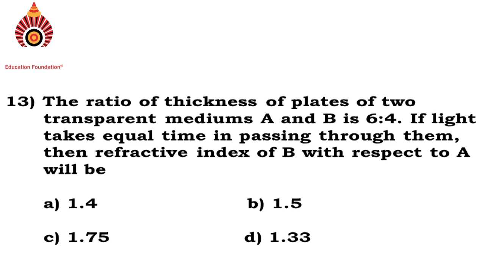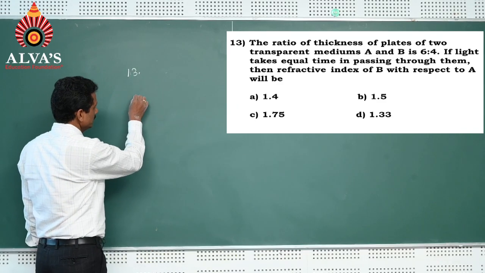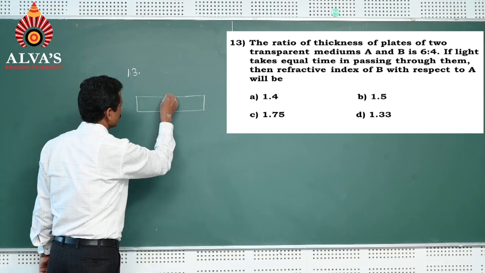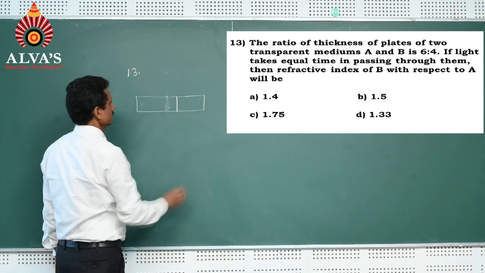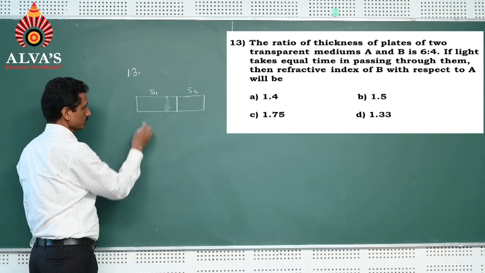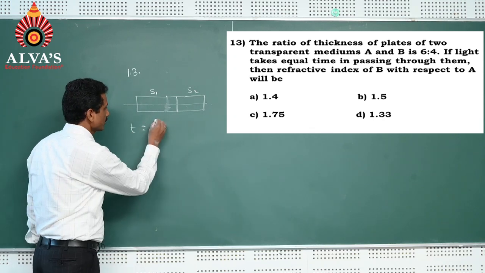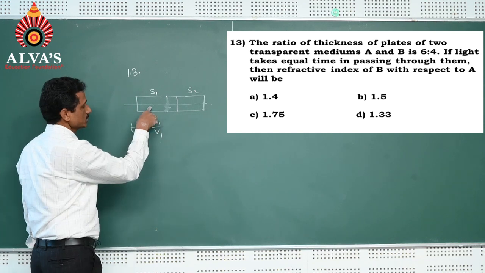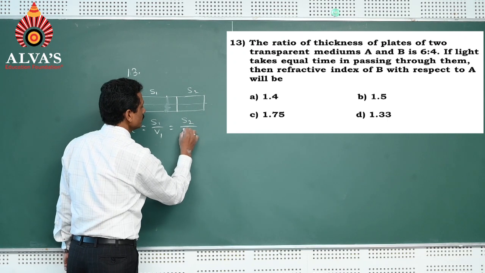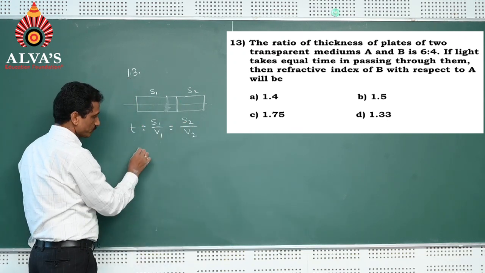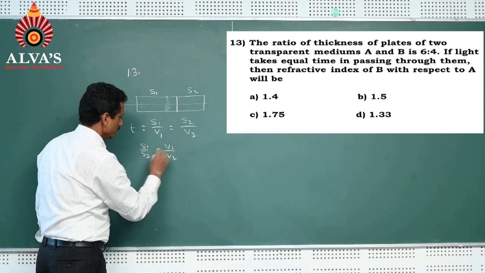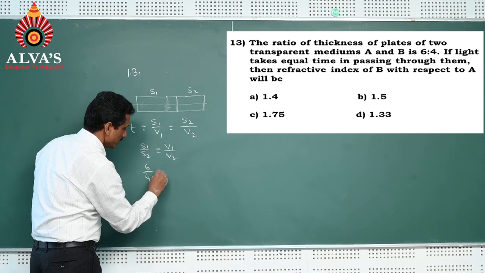The ratio of thickness of plates of two transparent media A and B is 6:4. If light takes equal time in passing through them, then the refractive index of B with respect to A will be... See, light travels in two media, distances S1 and S2. The time taken by the light to travel these two media is the same. You know time taken is distance by velocity. Therefore, T is S1 by V1, where V1 is the velocity of light in the first medium, and also equal to S2 by V2, where V2 is the velocity of light in the second medium. That is, S1 by S2 is equal to V1 by V2. S1 by S2 is given as 6 by 4. It's nothing but V1 by V2.